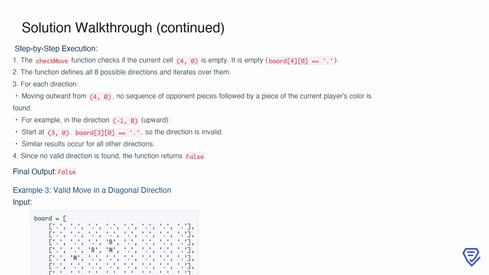This process is repeated for all other directions, but none of them result in capturing any opponent pieces. Consequently, the function returns false since no valid direction is found, and the move is deemed illegal.